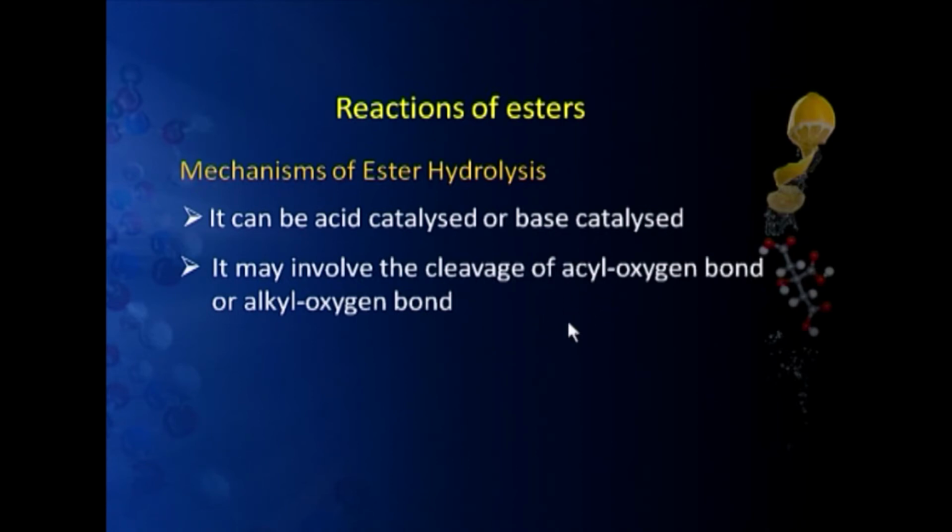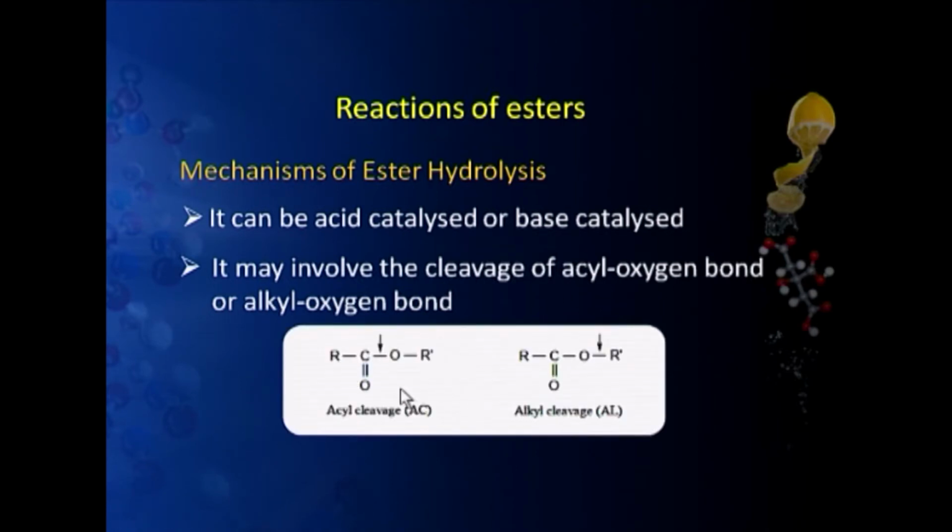What do you mean by acyl oxygen bond? Let us see. This is the structure of an ester. This is RCO, the acyl part. If this bond with the oxygen of the ester is cleaved during the reaction, we call it acyl oxygen cleavage. And if during the reaction this bond cleaves, that is the alkyl part with the oxygen, then we call it alkyl oxygen cleavage. There is a possibility of cleavage of both the bonds, so there can be different reactions here.